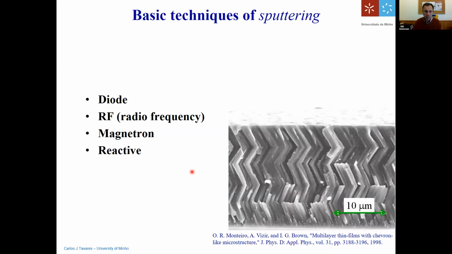You can do nice things with sputtering. For example, you can make these chevron zigzag structures. If you continuously rotate your substrate holder like this, and you have a constant flux of particles, you can have this kind of chevron structure, which you can read about here, for example, in this paper, which is very interesting.